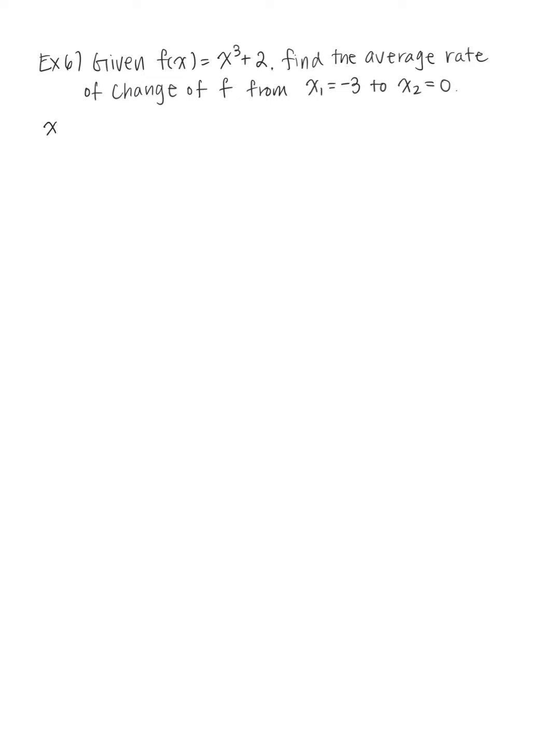Here I'm going to make a chart, and y is x cubed plus 2. We want to compute the average rate of change of f from x1 equals -3 to x2 equals 0, right? So we're going to start from -3. So let's go -2, -1, 0. You can't stop here, but let's just compute when x equals 1 as well. So here you're going to have -3 cubed plus 2. That's -27 plus 2, which is -25.